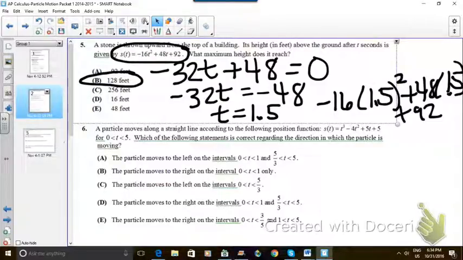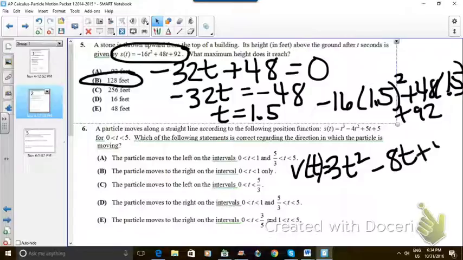Number 6. The following is correct regarding the direction in which the particle is moving. Find the derivative. So v of t equals 3t squared minus 8t plus 5.